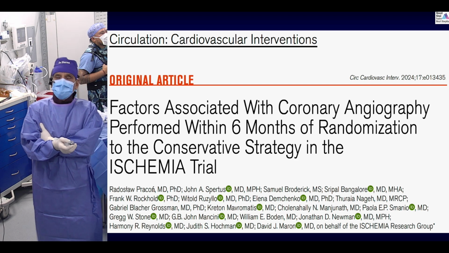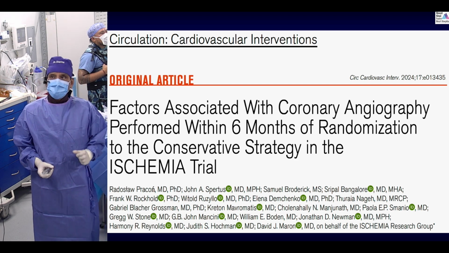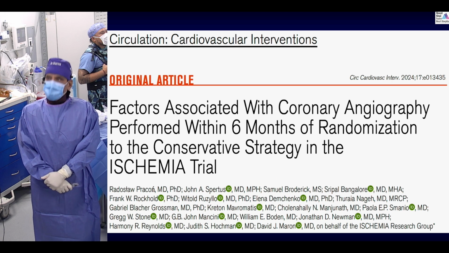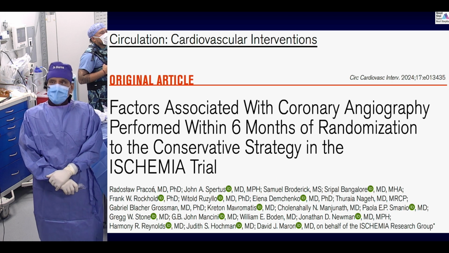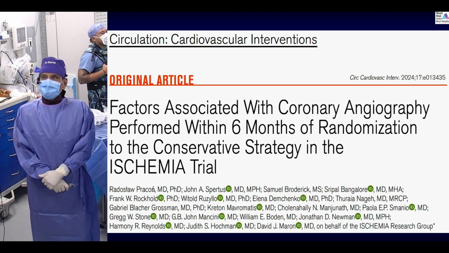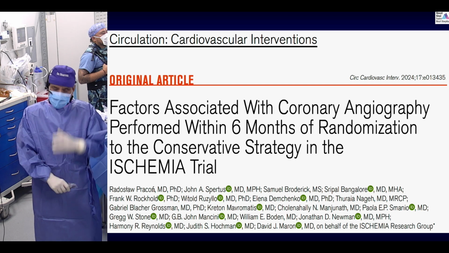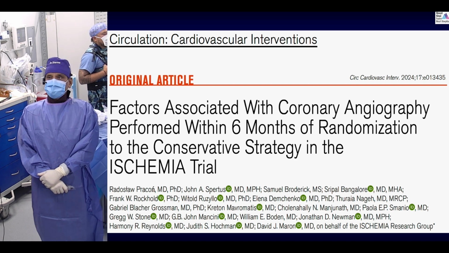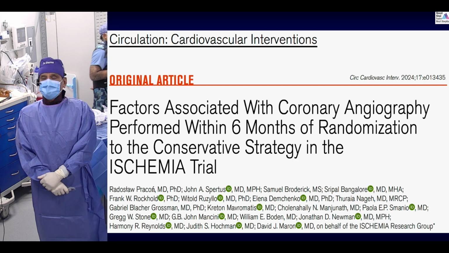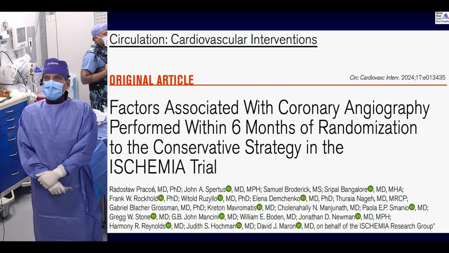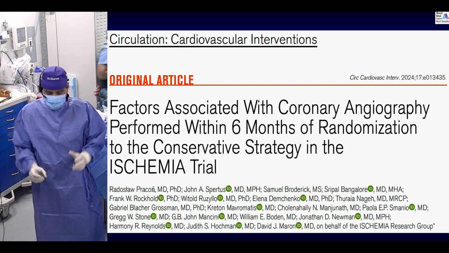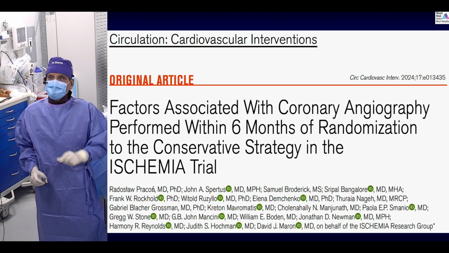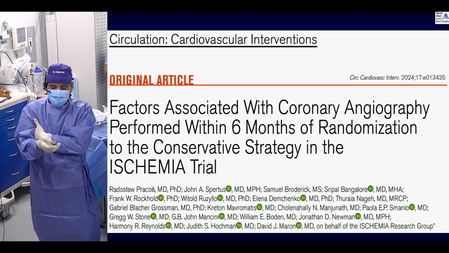Then another one is the ISCHEMIA trial. There was a conservative strategy and an invasive strategy. But what about the conservative strategy, where patients had severe ischemia but were followed medically? Remember, overall, in the 5-year time period, about 25% in the conservative strategy required revascularization. But the key is they asked which patients, if you decide on conservative, require coronary angiography within 6 months.